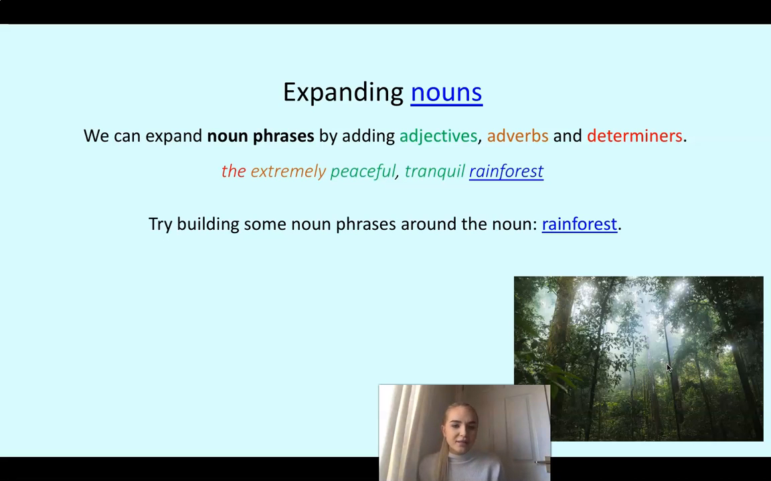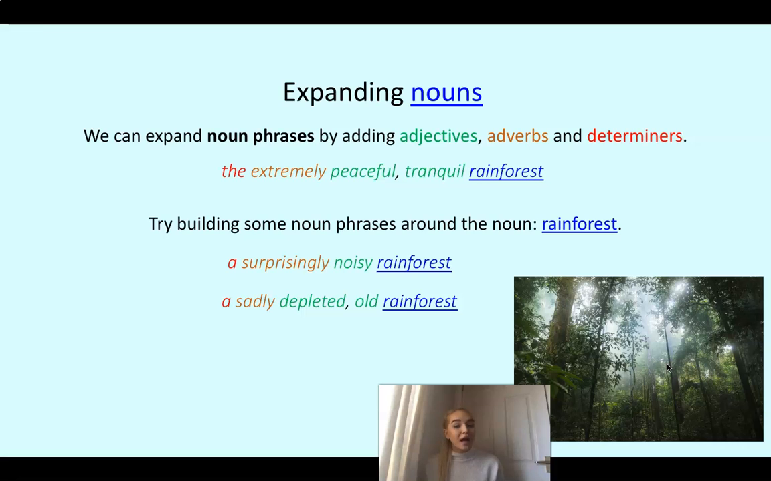Shall we have a look at some expanded noun phrases that I've come up with? I said a surprisingly noisy rainforest. Now, if you haven't included 2 adjectives and you've included 1 adverb and 1 adjective, that's still a really good noun phrase because you remembered your adverb. The adverb is the main thing that we were trying to focus on there. But we could have included 2 adjectives with an adverb by saying a sadly depleted old rainforest.